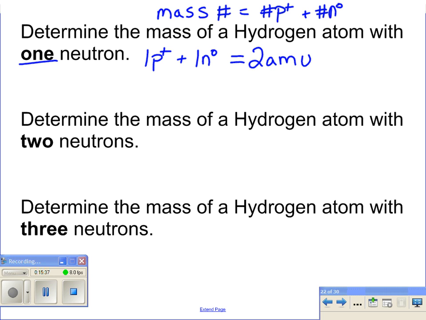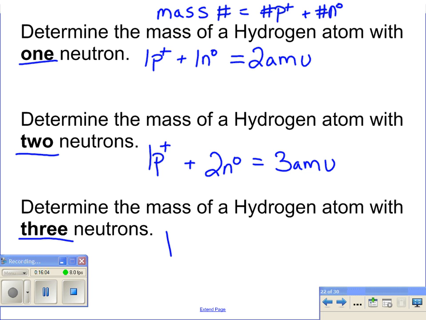So then here's a hydrogen atom, but this one has 2 neutrons. So it's still hydrogen, so there's 1 proton, but there are 2 neutrons. This gives us an atomic mass of 3 AMU. Then we have another hydrogen atom, but this one has 3 neutrons. So 1 proton plus 3 neutrons equals 4 AMU. These are all called isotopes of hydrogen. So 3 commonly occurring isotopes of hydrogen are hydrogen 2, which has 1 proton and 1 neutron, hydrogen 3, which has 1 proton and 2 neutrons, and hydrogen 4, which has 1 proton and 3 neutrons.